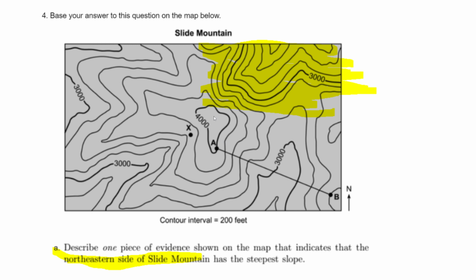So notice that this must be Slide Mountain because it's represented by a circular shape. So the whole area is Slide Mountain, this must be the top of Slide Mountain, and this is the northeastern side of the mountain.